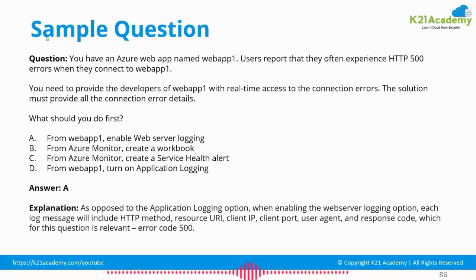As opposed to the application logging option, when enabling the web server logging option, each log access will include the HTTP method, resource URI, client IP, client code, and all that information, which for the question is relevant to error code 500, which is coming up. So we will enable web server logging.